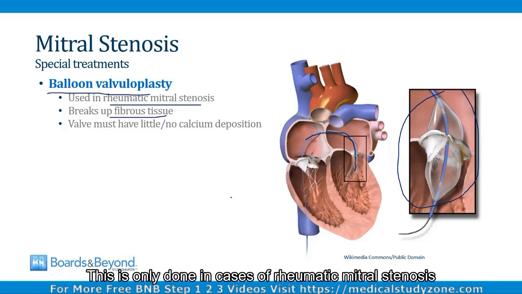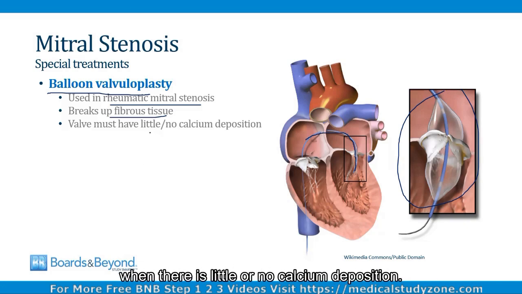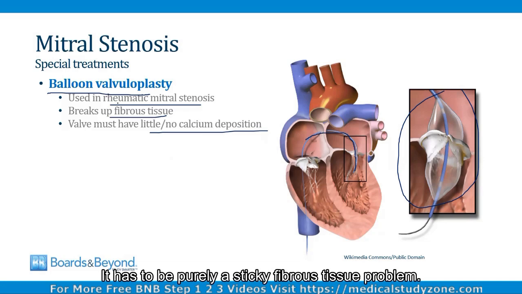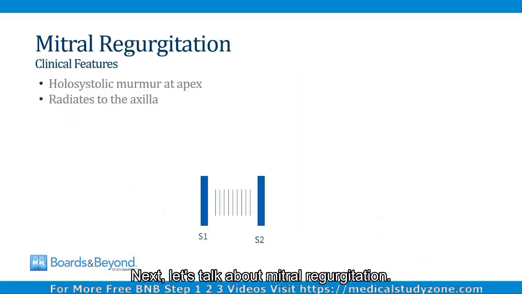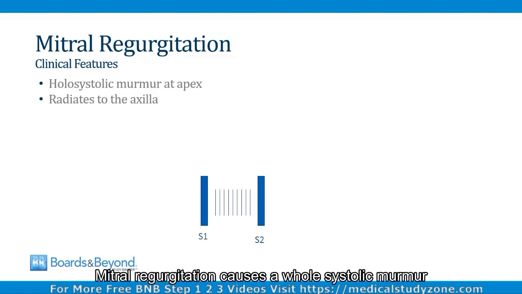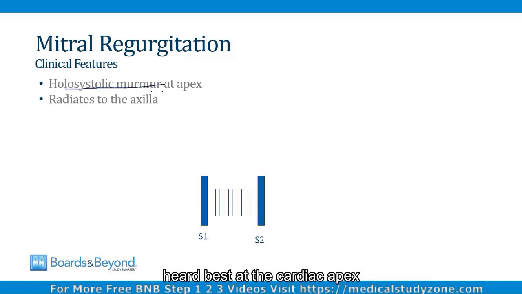This is only done in cases of rheumatic mitral stenosis when there is little or no calcium deposition. It has to be purely a sticky fibrous tissue problem. So this is an alternative to valve surgery for some patients, and if the valve has the right characteristics, this can be done instead of replacing the valve. Next, let's talk about mitral regurgitation. Mitral regurgitation causes a holosystolic murmur heard best at the cardiac apex. It often radiates to the axilla.